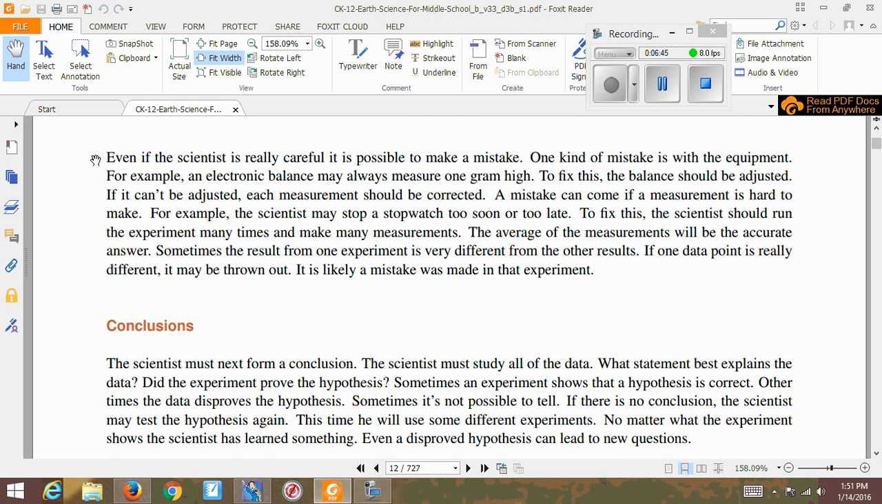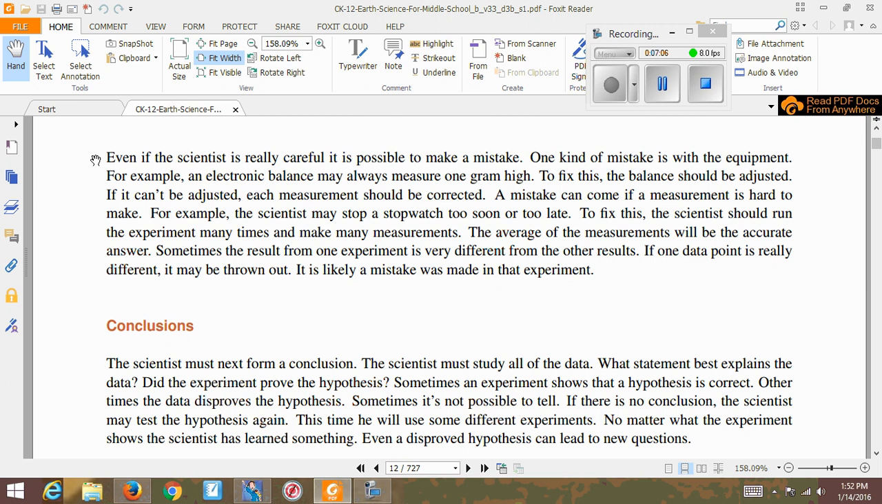A mistake can come if a measurement is too hard to make. For example, the scientist may stop a stopwatch too soon or too late. To fix this, the scientist should run the experiment many times and make many measurements. The average of the measurements will be the accurate answer.